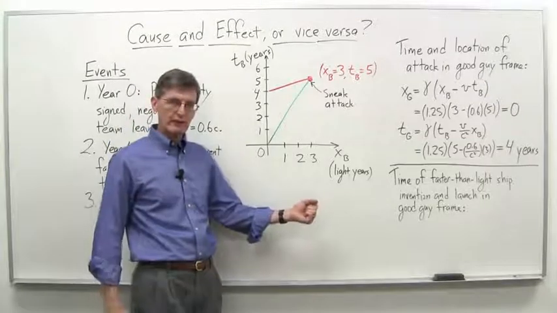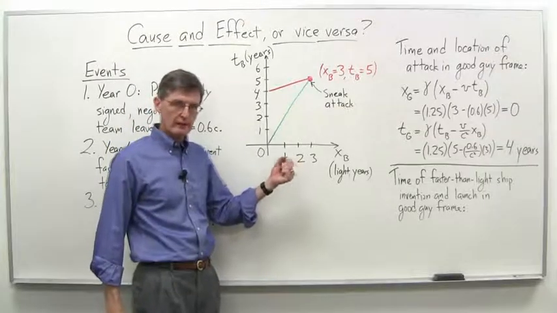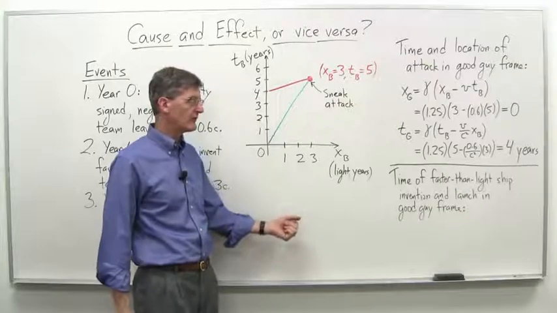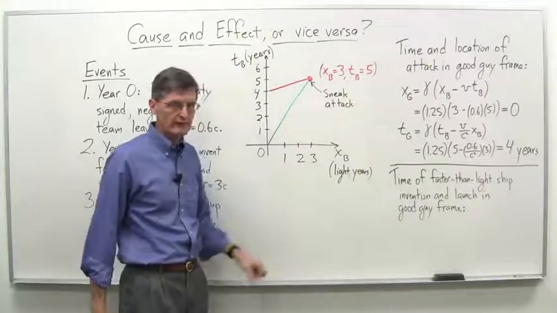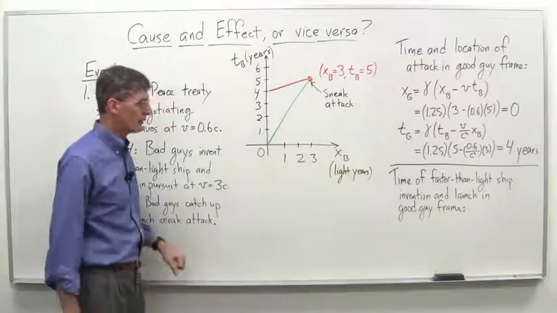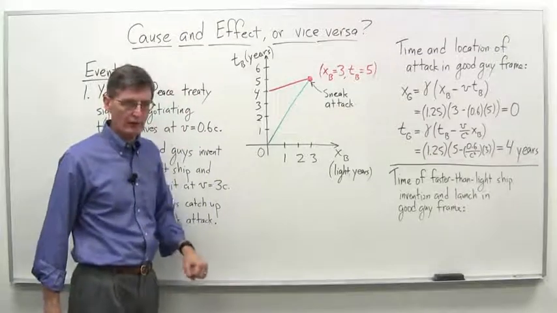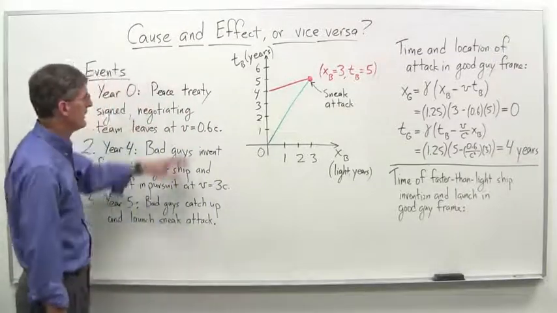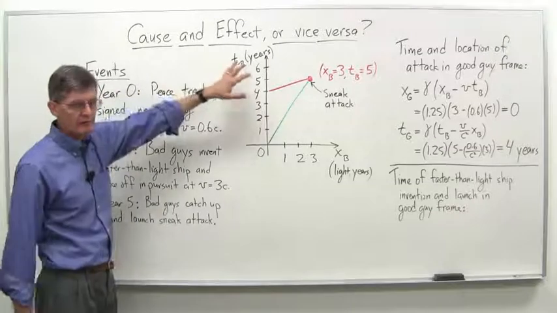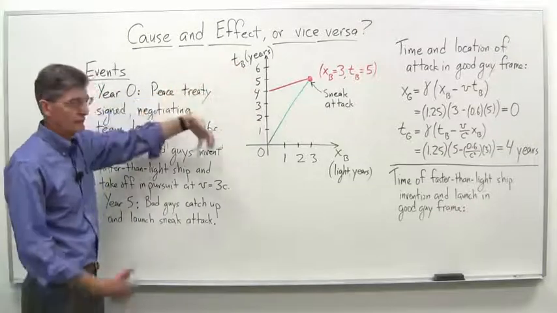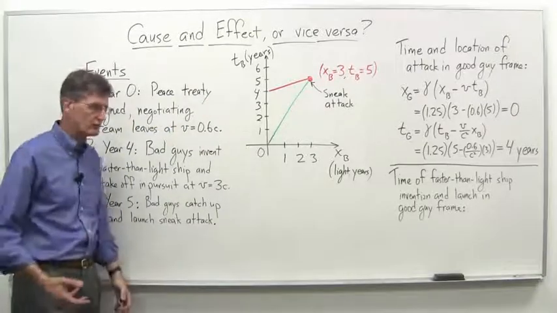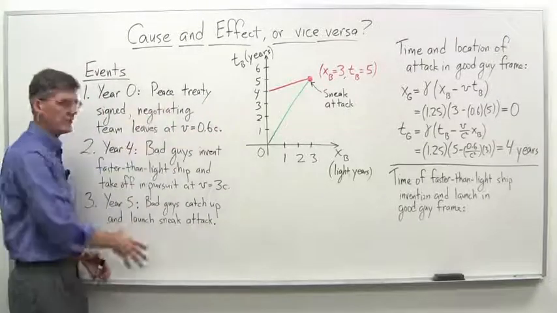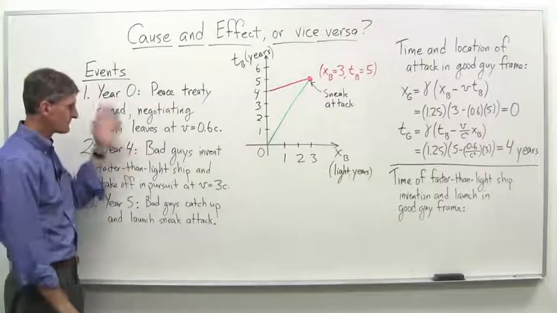Just like the last example, this is from Taylor and Wheeler's book on space-time physics, although it's a classic example. You can find it in many other places. I've modified it just a little bit as well to get at the salient points that we want to make here. And so the theme is cause and effect or vice versa. It gives the ending away just slightly, but let's set up the situation here. We've got a diagram, but here are the events that we're going to imagine occurring.